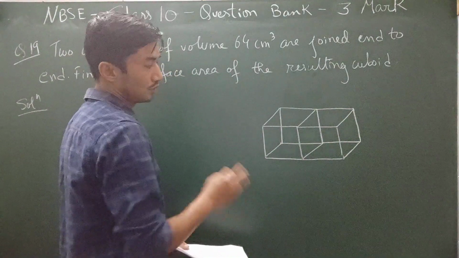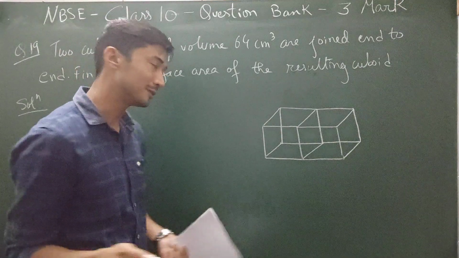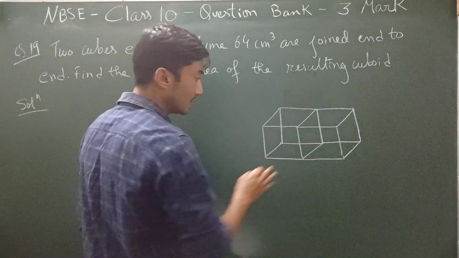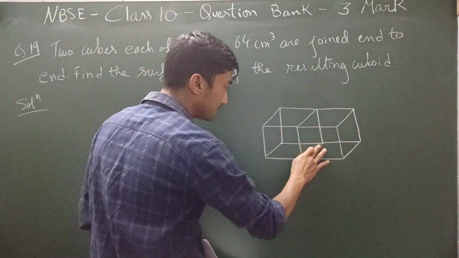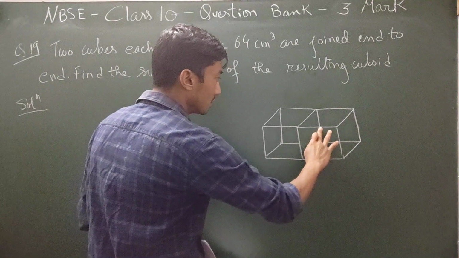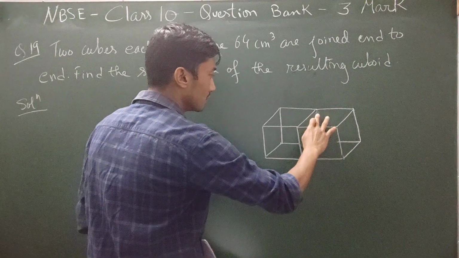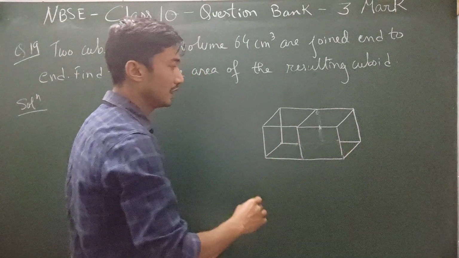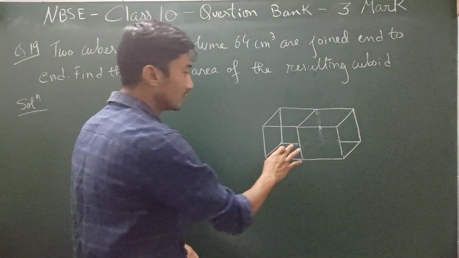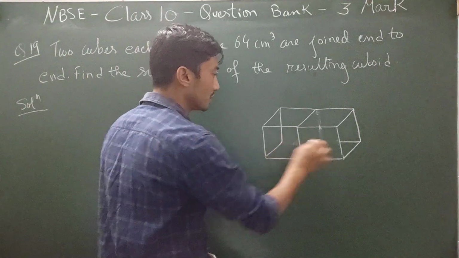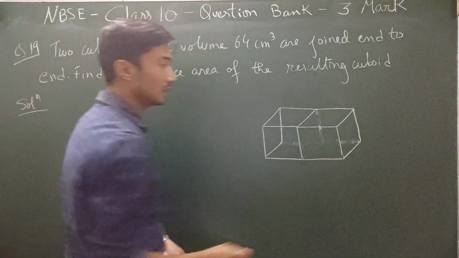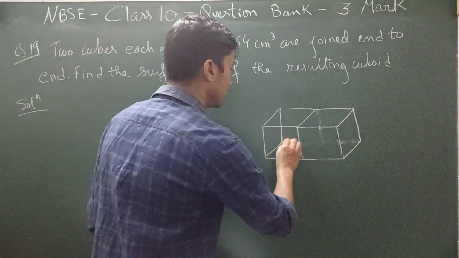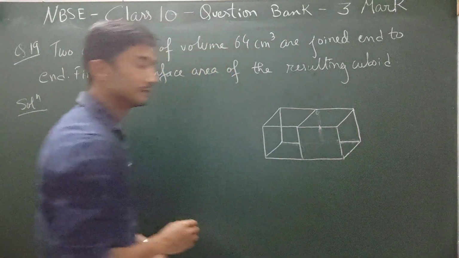You can see that when 2 cubes are joined end to end, my diagram is not very good, but what happens is you end up getting a cuboid. So when 2 cubes are joined end to end, we see that we get a cuboid.